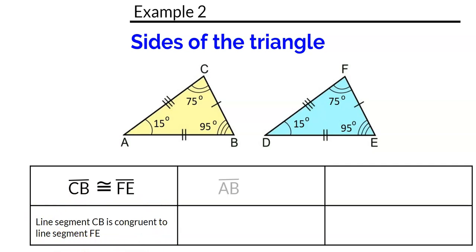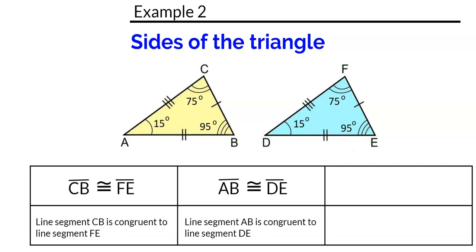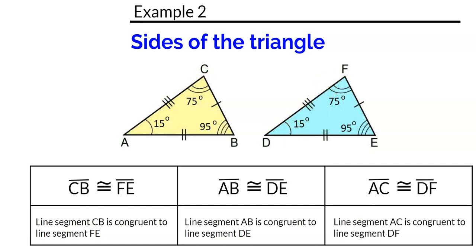Let's use a different line. For example, line AB is down here, and this is congruent to this right here, DE. In sentence form, it looks something like this: line segment AB is congruent to line segment DE. Okay, and the third leg is AC, which is this right here. And this is congruent to the DF right here. So line segment AC is congruent to line segment DF.